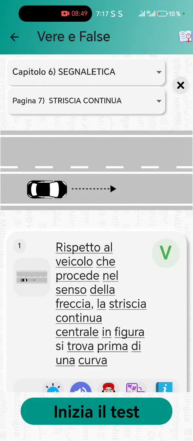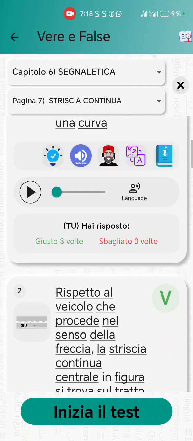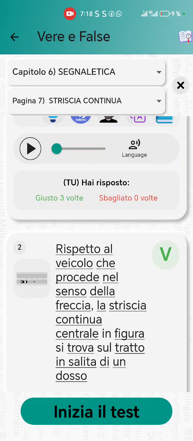It limits the sense of vision. So you know if you do overtaking, you may not see motors coming from the opposite direction. How do you want to do overtaking, because for those curve roads, the only line you will see now is this linear continuum, because you know if you cross that line, just do your lane. You understand me? They say rispetto ai veicoli che possiede nel senso delle strisce. La striscia continua centrale in figura si trova prima di una curva. Now it can be vero. I don't know if you understand me.